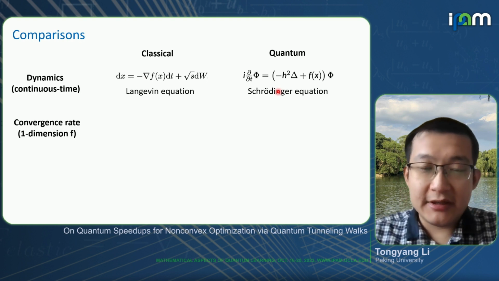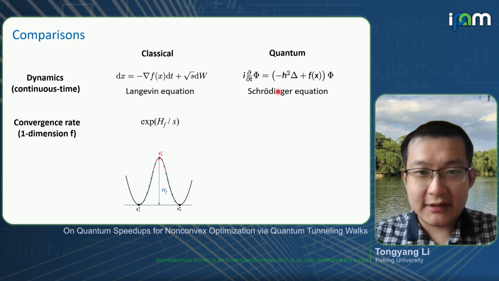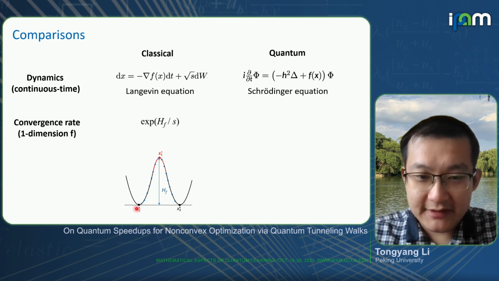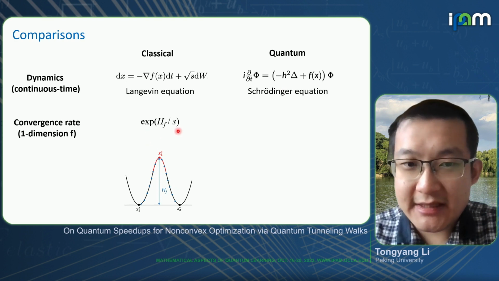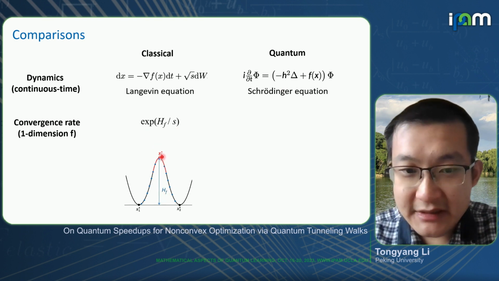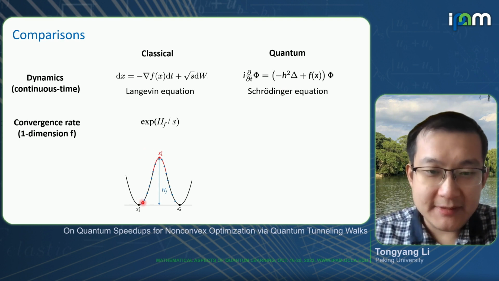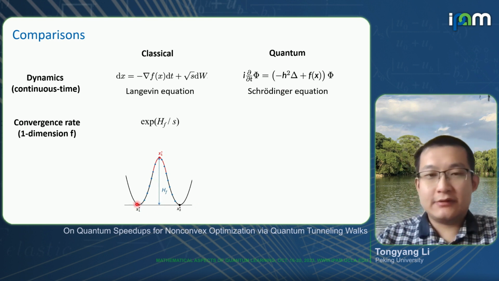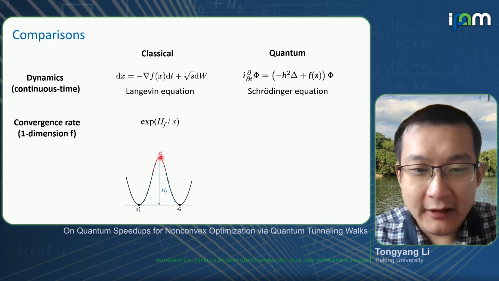So these are the two dynamics that we are making the comparison with, and basically talking about the convergence rate. Classically, we have this Langevin equation, and what is the convergence rate in this case, when you move from the left-hand side to the right-hand side? The cost is exponential in terms of HF. The HF is the absolute height of the corresponding potential here. So there is the highest point compared to the value of the well here, so this is the absolute difference of the corresponding function value.